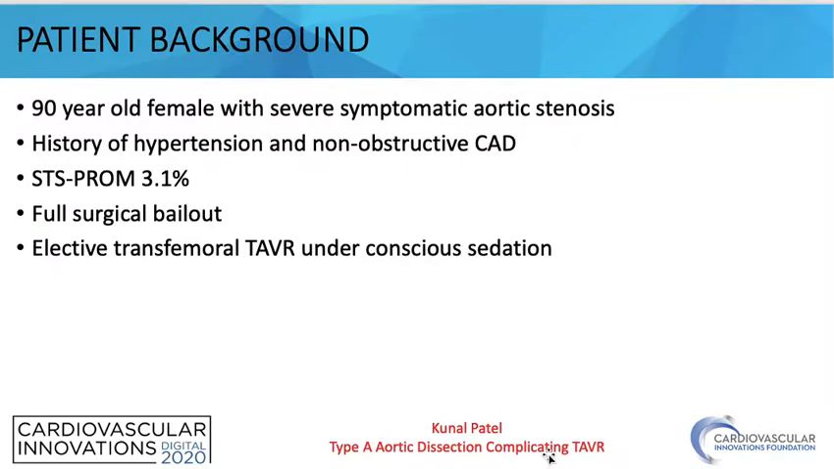The patient is a 90-year-old female with a history of symptomatic calcific trileaflet severe aortic stenosis. She additionally has a history of hypertension and non-obstructive coronary artery disease. Her STS-PROM was calculated at 3%, and after having a discussion with the patient and our heart team, it was determined that she would be a good candidate for transfemoral TAVR with conscious sedation and full surgical bailout if necessary.